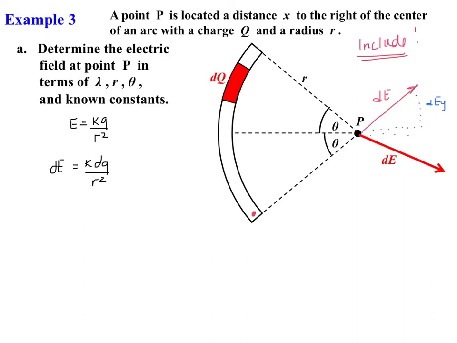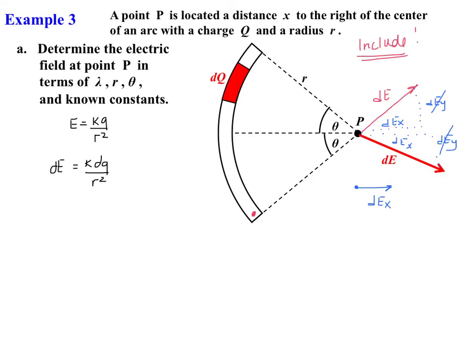And just like in our last example, these components in the y direction are actually going to cancel out because they're opposite in direction, but equal in magnitude. So that means that at point P, we're only going to have an electric field that goes outwards.